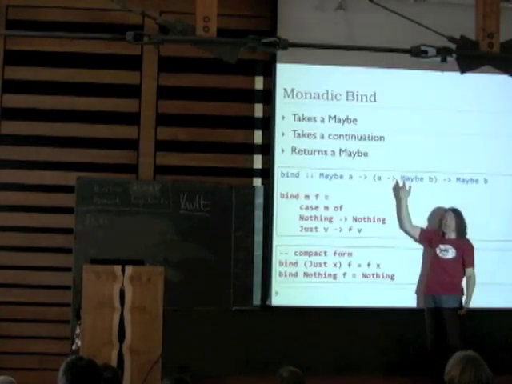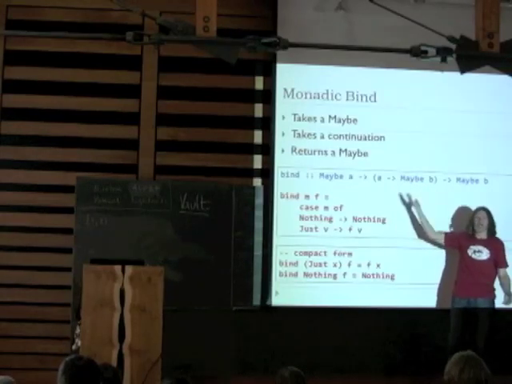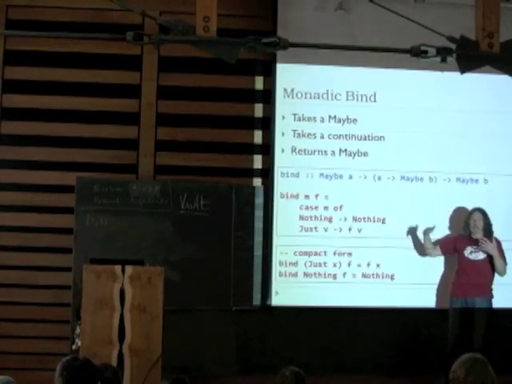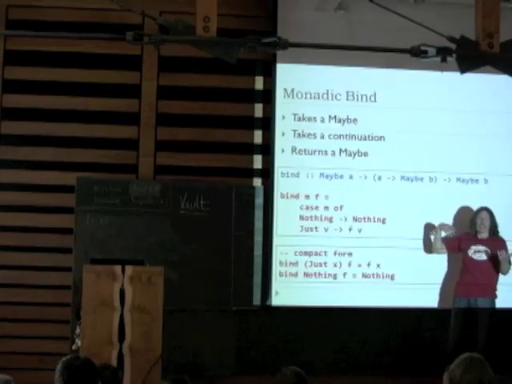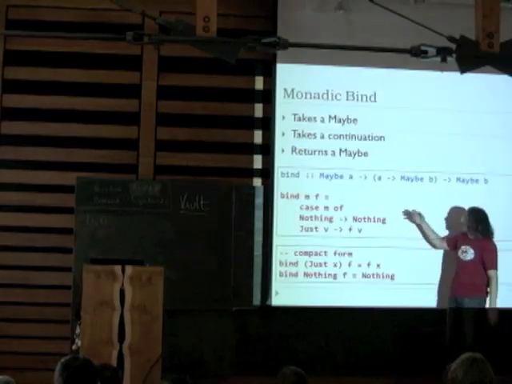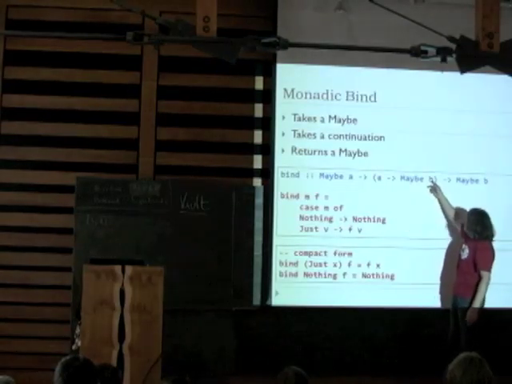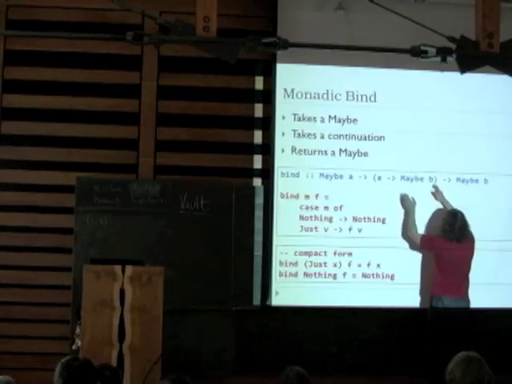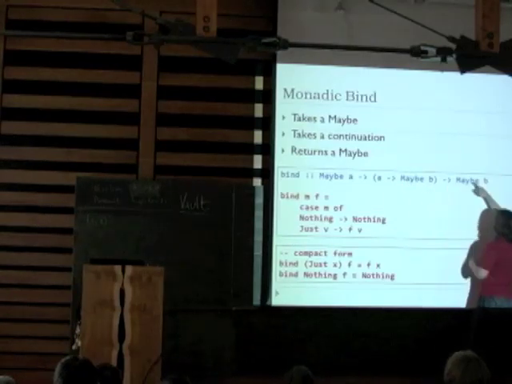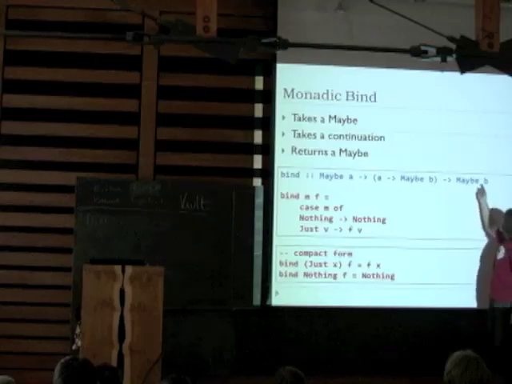I mean, this is a computation that takes an integer and returns a string. It will be turned into a function that takes an integer and returns a maybe string, right? So this is maybe of B, the second argument, and bind returns another maybe, and it's a maybe of this B.